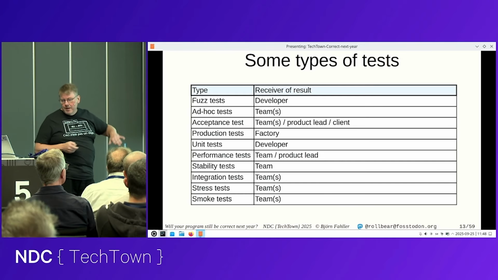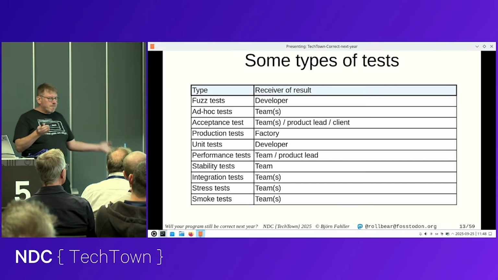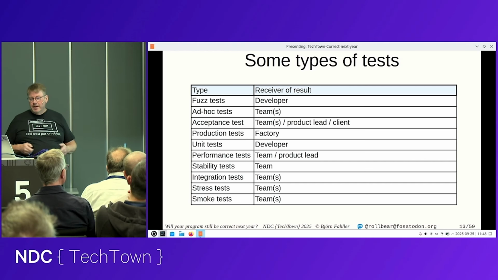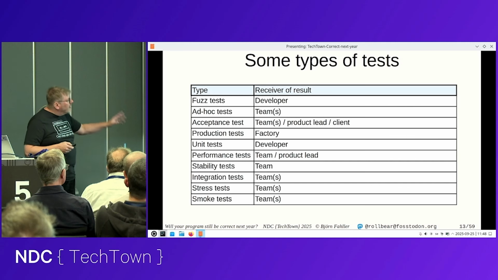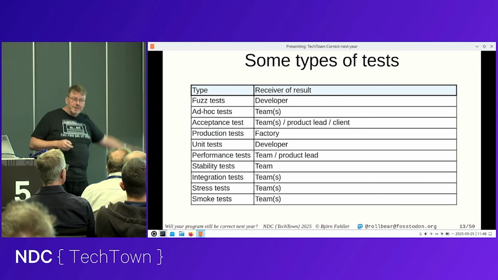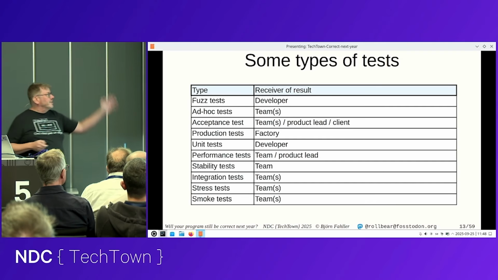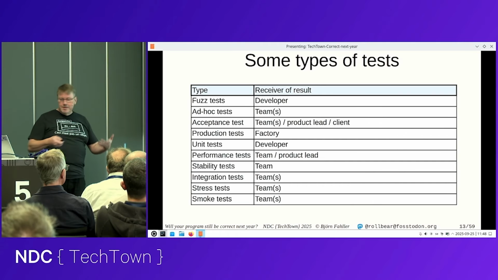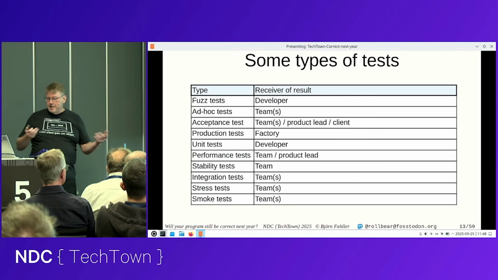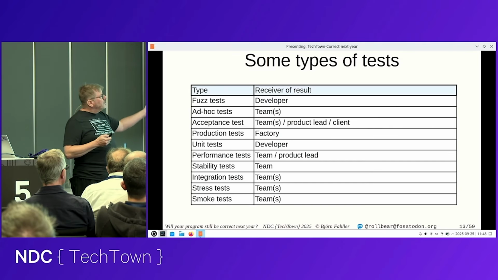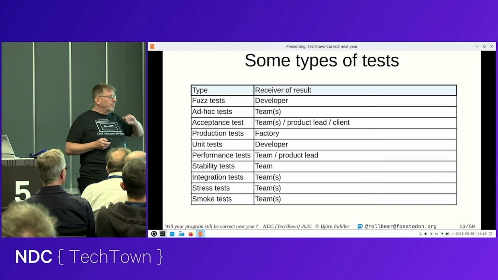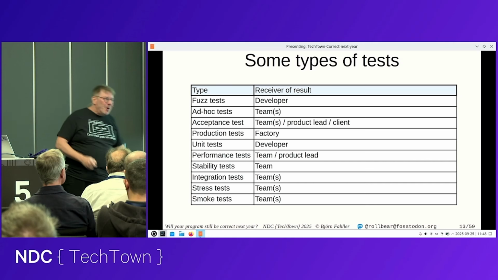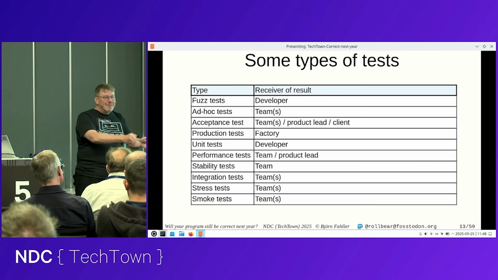The first test, definitely the developer. Ad hoc tests, the team or several teams maybe. Acceptance tests, definitely the teams and the product lead and the customer. Production tests are for factories. Unit tests, definitely for the individual developer. Performance tests for the team, but also for the product lead. Even if you maybe don't have exact requirements, they can tell the marketing people that we know that we can handle these because we have measured it, we tested it.